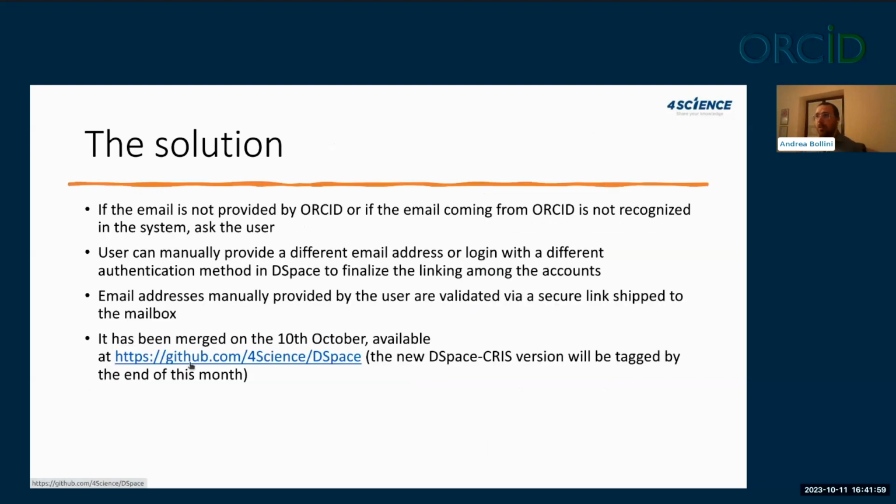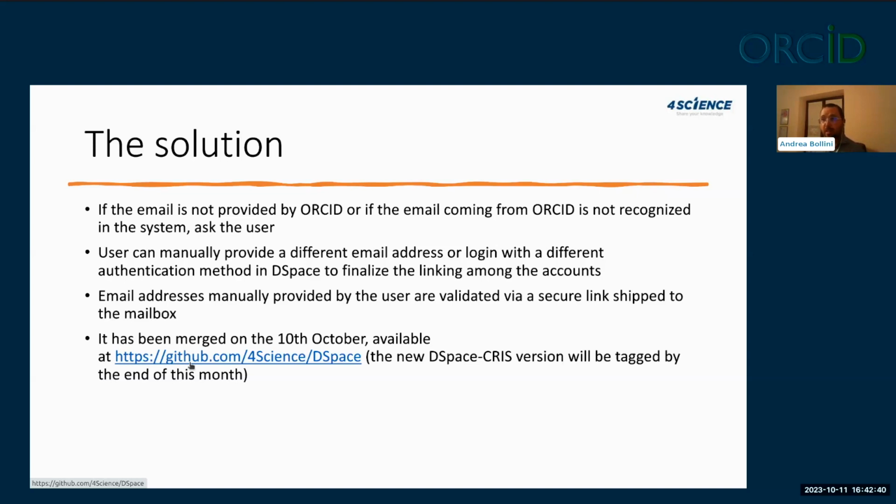So which is the solution? The solution is conceptually very, very easy. So if the email address is not provided by ORCID, is not released by ORCID, or if we get an email that we don't know and is not recognized in the system, we just ask the user. And the user can manually provide an email address or a different email address, or say, I want to log in also with a different authentication method in DSpace, like the LDAP or password authentication, so that we are sure that we can merge these two separate accounts into a single one.